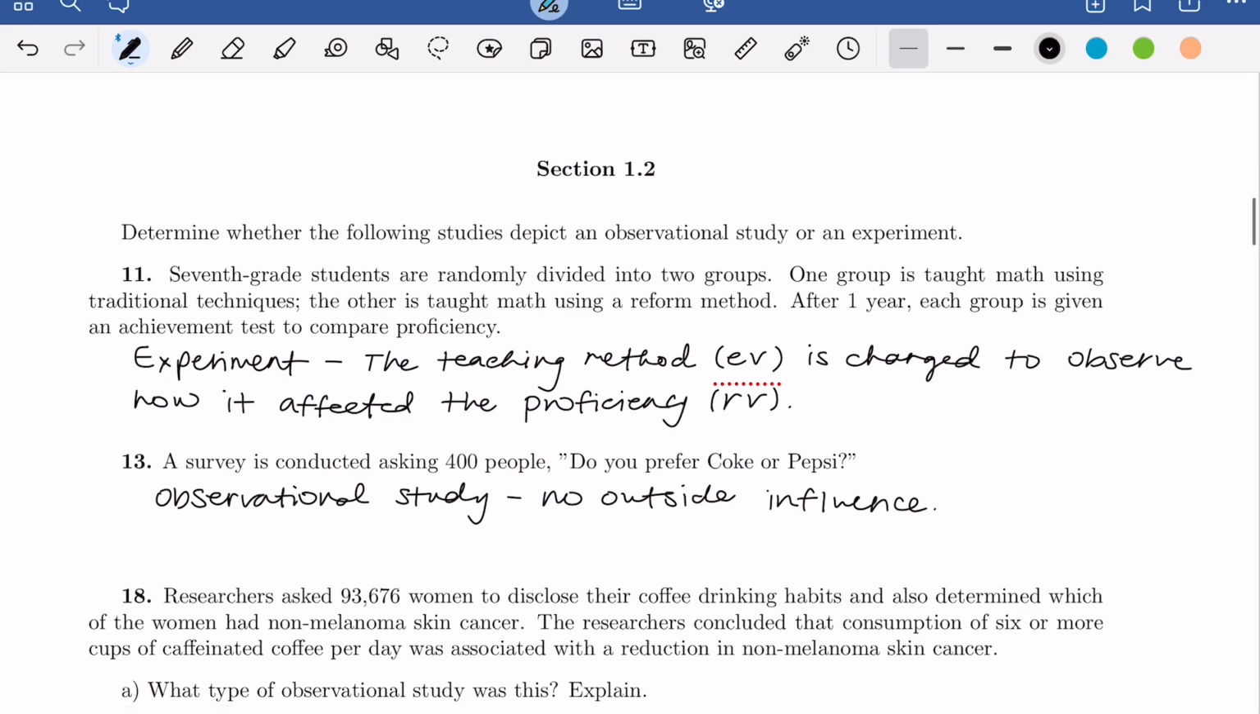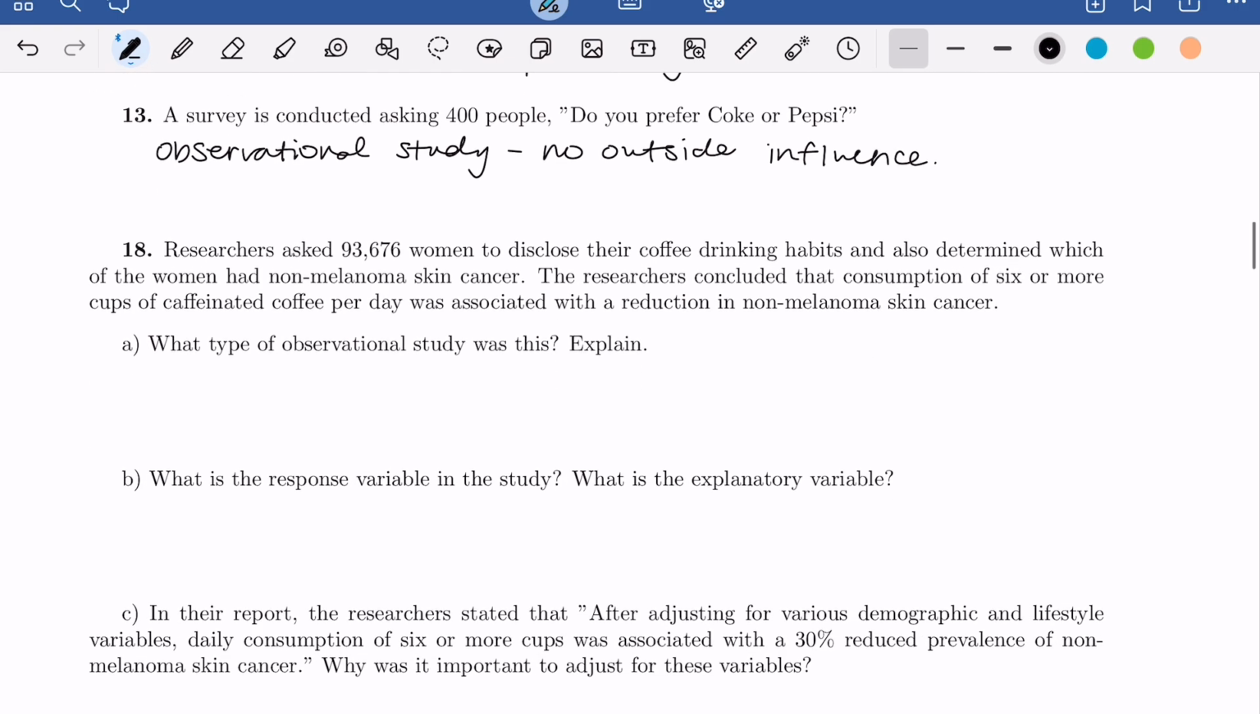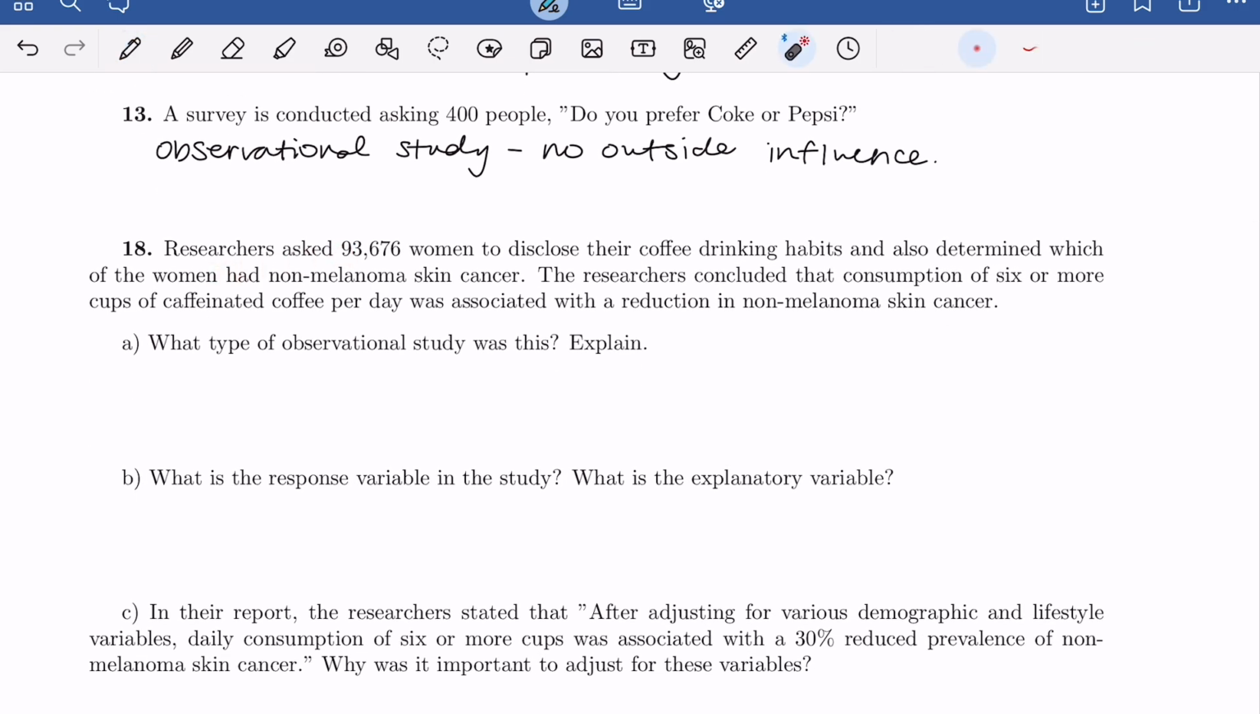All right, let's look at question 18 here. We're told that researchers asked 93,676 women to disclose their coffee drinking habits and also determined which of these women had non-melanoma skin cancer. The researchers concluded that the consumption of six or more cups of caffeinated coffee per day was associated with a reduction of this non-melanoma skin cancer. So, with this information, let's answer the following questions. For part A, what type of observational study was this? And we want to explain that.